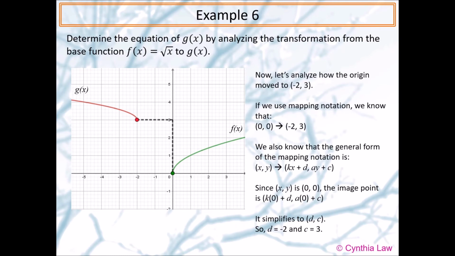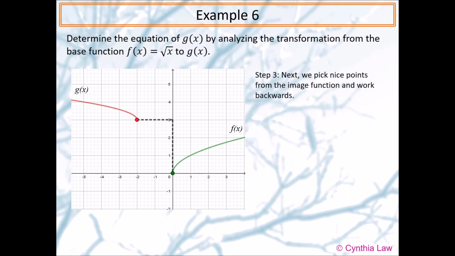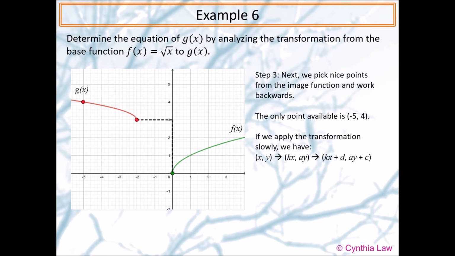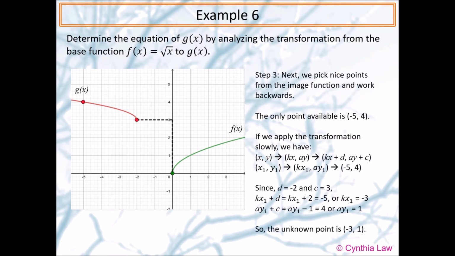Now in step 3, we're going to pick nice points that we can work with. If we look at g of x, unfortunately, there's only one nice point that we can work with, and it's the point -5, 4. So we want to undo the translation. So we could apply the math that we did algebraically from the previous question and do all these calculations to figure out that we have the points -3 and 1. We could do that, but that takes a little bit long.